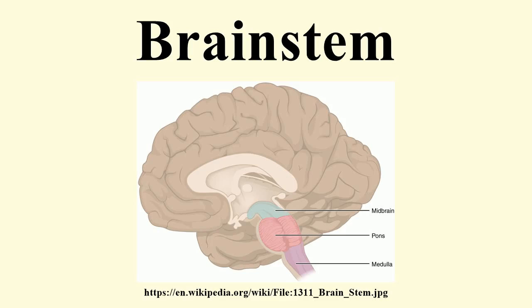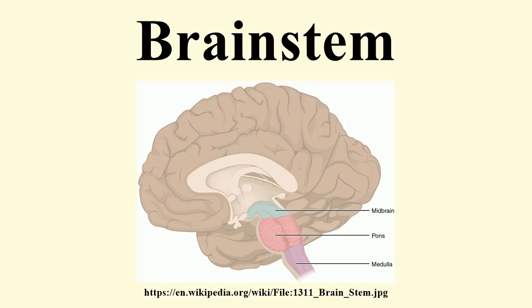Moving rostrally, the inferior, middle, and superior cerebellar peduncles are found connecting the brainstem to the cerebellum. Directly rostral to the superior cerebellar peduncle, there is the superior medullary velum and then the two trochlear nerves. This marks the end of the pons, as the inferior colliculus is directly rostral and marks the caudal midbrain.